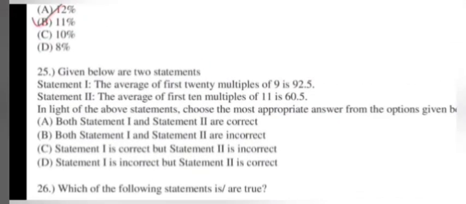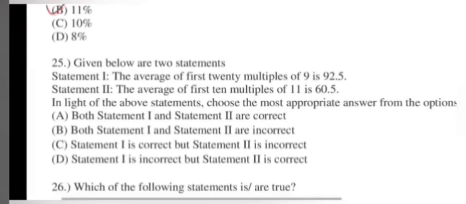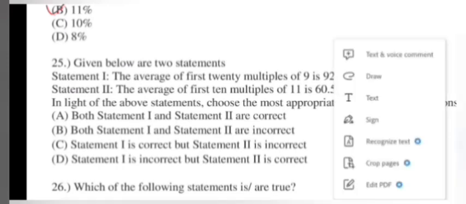25. Given below are two statements. Statement 1 says the average of the first 20 multiples of 9 is 92.5. Statement 2 says the average of the first 10 multiples of 11 is 60.5. Now choose the correct option. The correct option will be both 1 and 2 are incorrect.